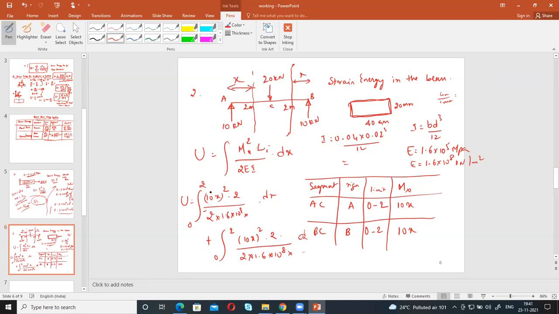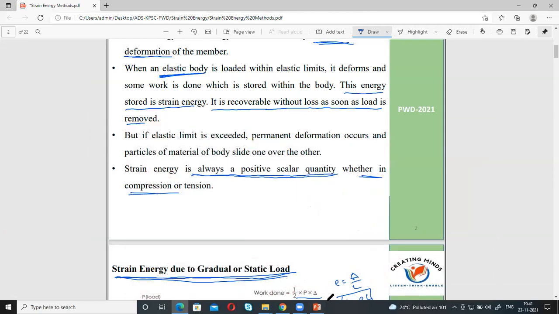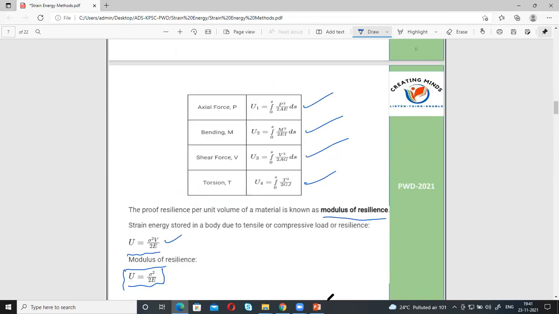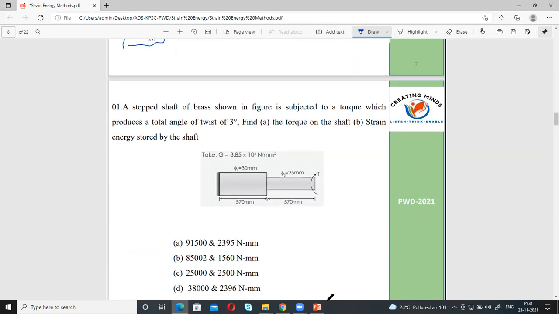Okay. Let me move on to the MCQ part. Later on, we will come back to this particular slide. No problem. If we require a few more problems, we will discuss. First, we will try to cover the MCQ part. See the question.